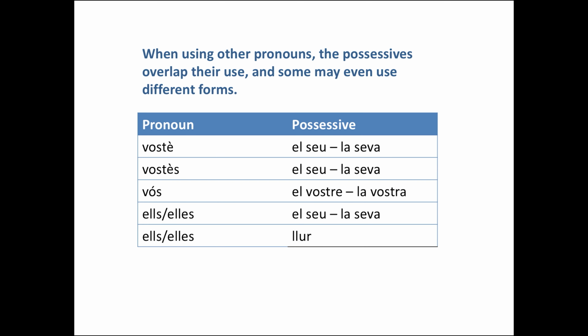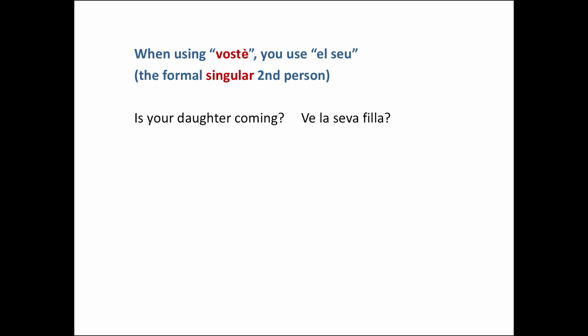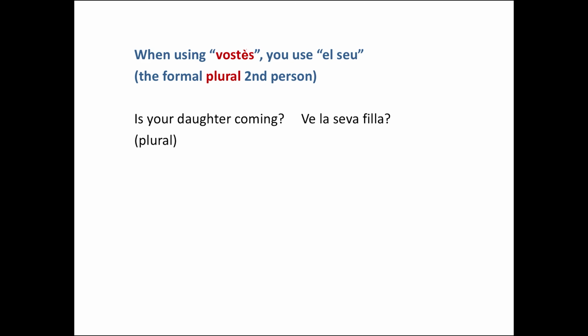Different pronouns, different possessives. When using other pronouns, the possessives overlap the use, and some may even use different forms. So for the pronouns vostè, vostès, vos, ells, elles, you have different forms. So let's look at them. When using vostè, you use el seu, like when you say her, his, its. This is the formal singular second person. Vindrà la seva filla? Is your daughter coming? Instead of using vindrà la teva filla. When using vostès, vostè in the plural, you use el seu as well.